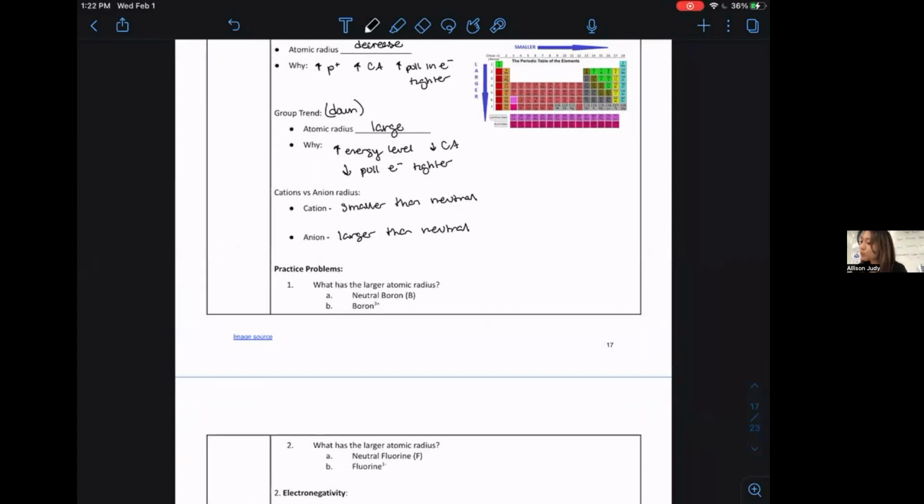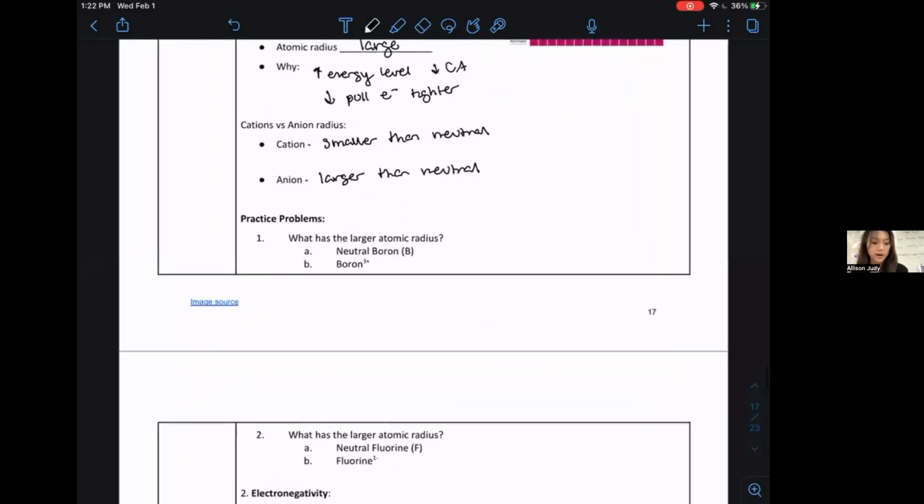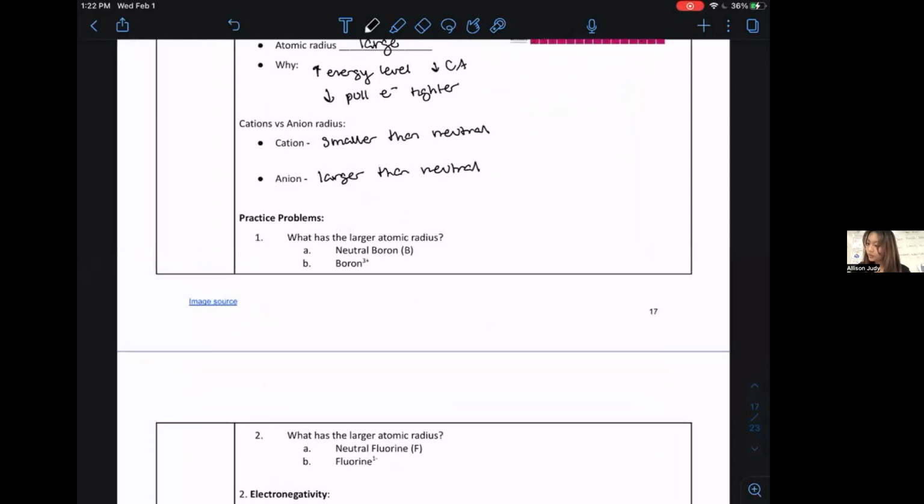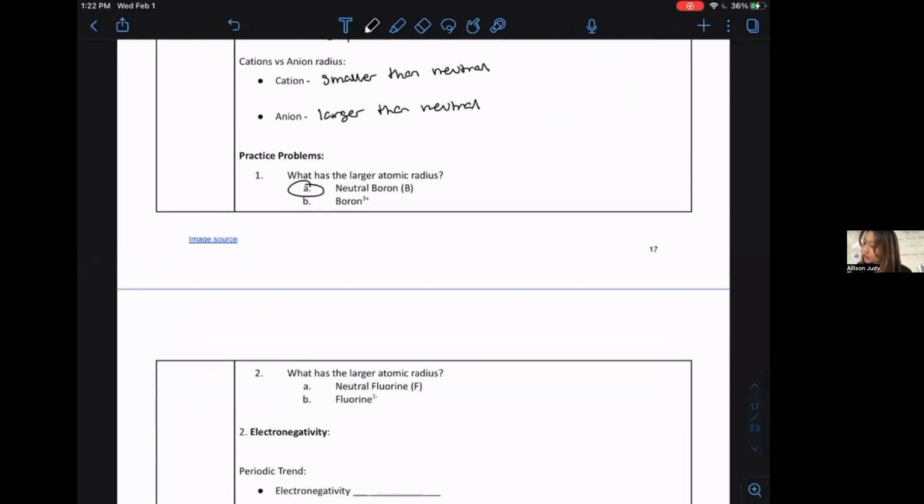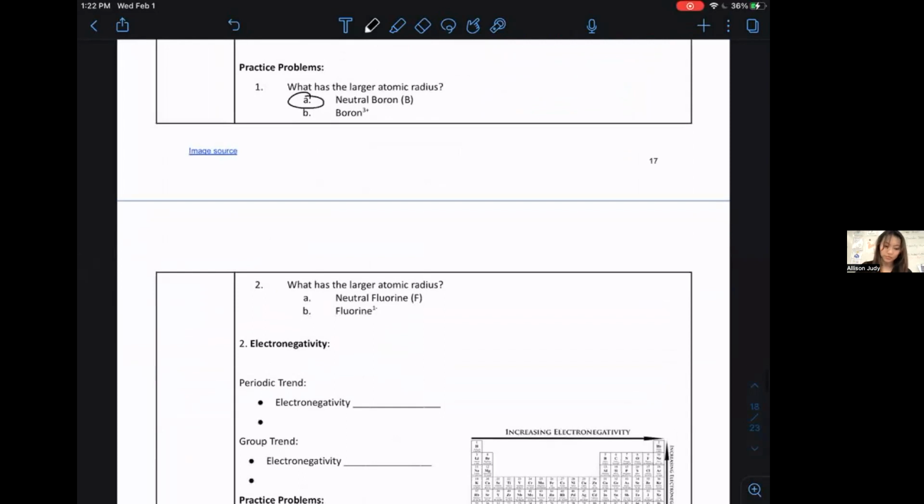Okay, so practice problem 1. Which one has a larger atomic radius? Neutral boron. How about 2? Negative fluorine. Joy, would you like a cookie?